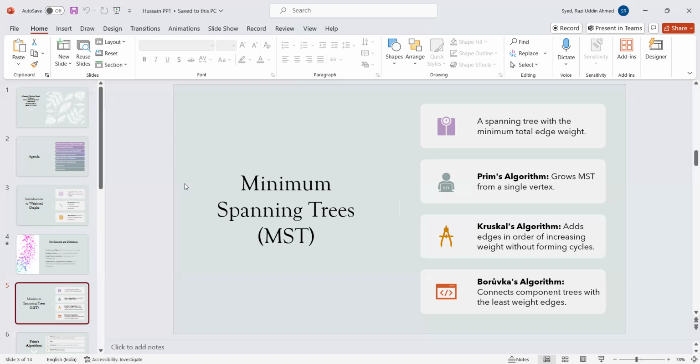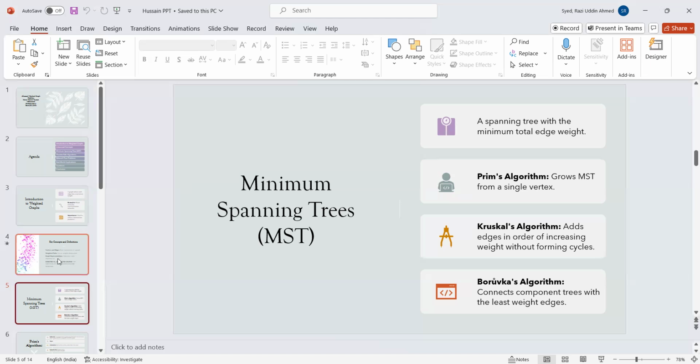And the last is Borůvka's algorithm. It is a greedy algorithm that finds an MST by connecting components with the smallest edges. It treats each vertex as a separate component. In each phase, find the smallest edge from each component to another component and add it to the MST. Repeat until there is only one component remaining. It is efficient for large graphs and in parallel computing. For example, building a network where you progressively connect clusters of nodes using the smallest possible edges.